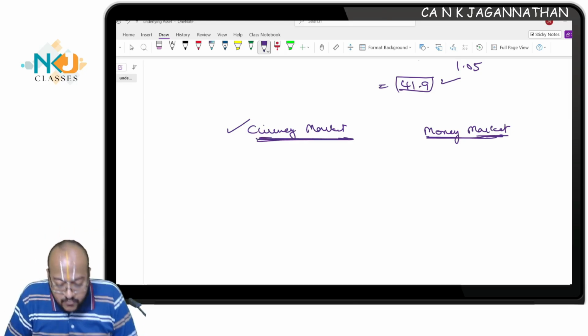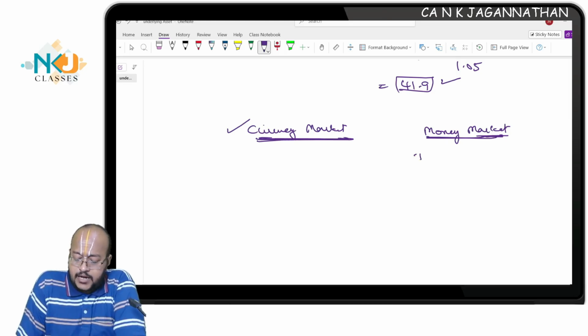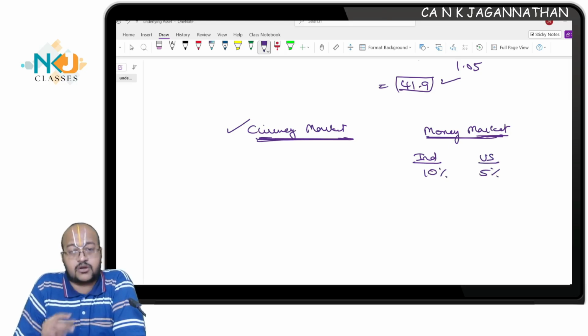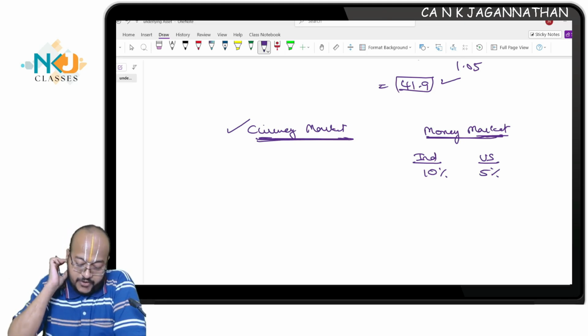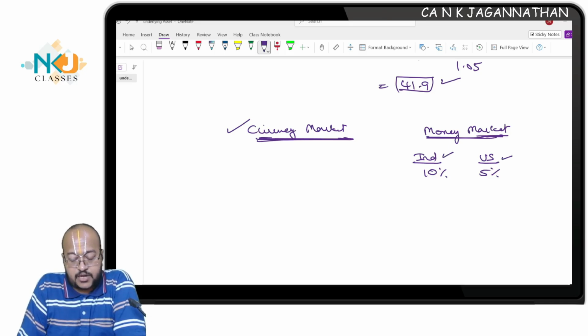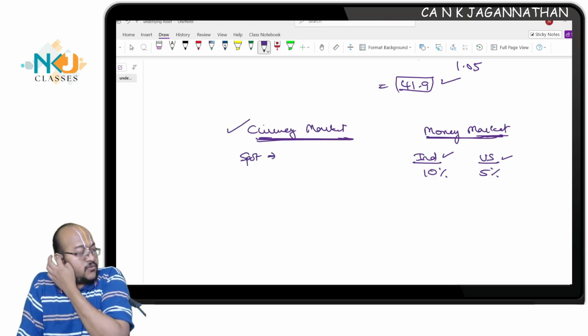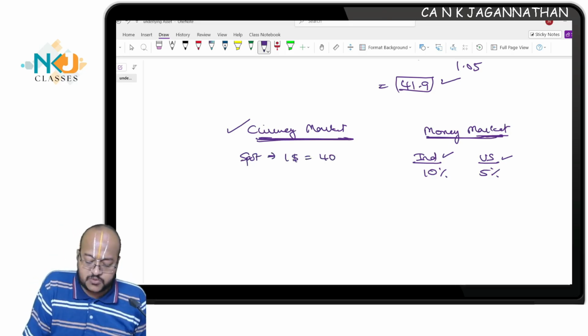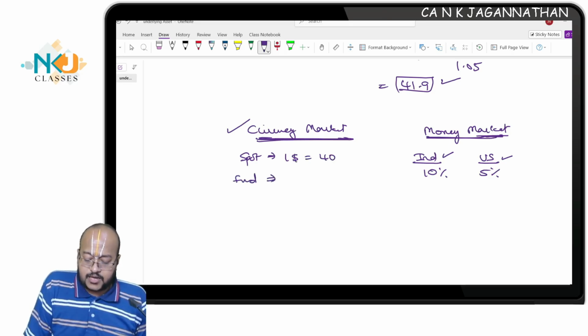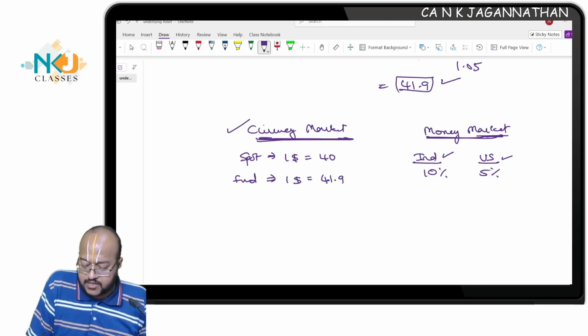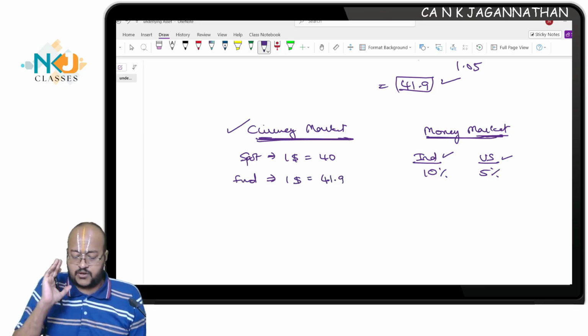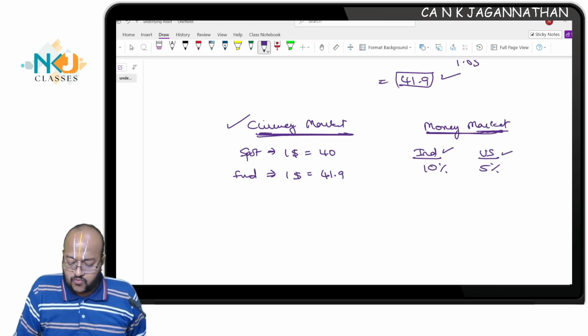Now, in the money market, in India the interest rate is 10%, and in the US the interest rate is 5%. Are you all understanding? I will just explain the crux of the theory, then I will explain how this is verified. In India, the interest rate is 10%. In the US, the interest rate is 5%. Let's say in the currency market the spot exchange rate for dollar is $1 equal to 40 rupees, and the forward exchange rate, assume $1 is equal to 41.9. Why do I take 41.9? What is the sacred number? I'll explain everything later.